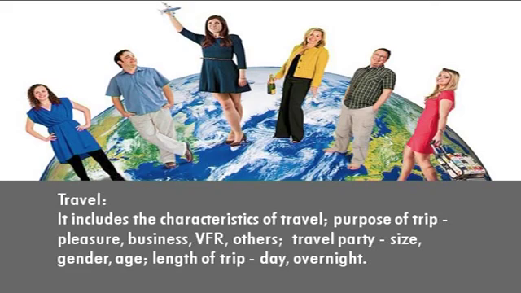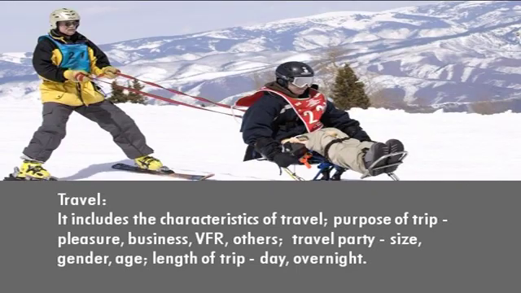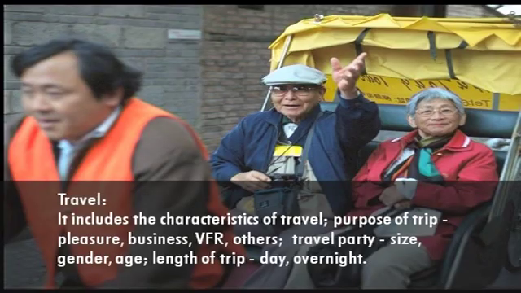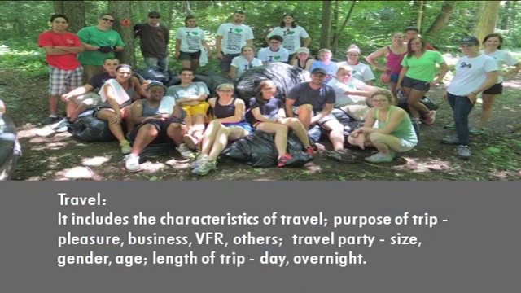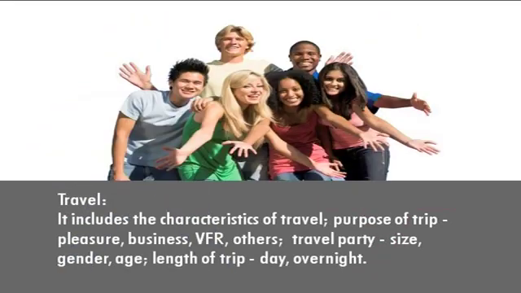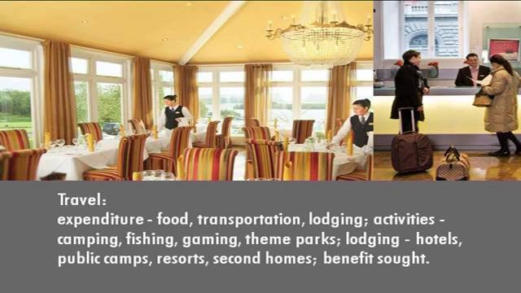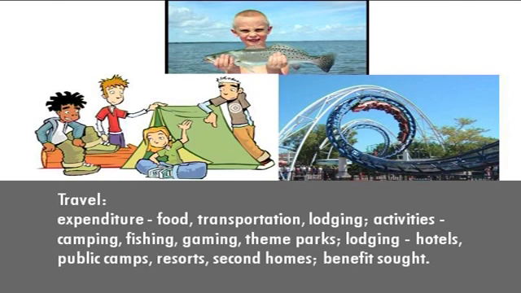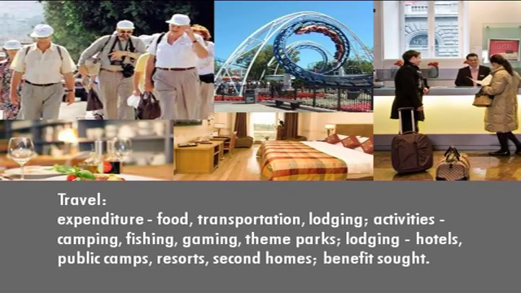Travel. Travel includes the characteristics of travel. Purpose of the trip: pleasure, business, VFR, others. Travel party: the size, gender and age. The length of the trip: day or overnight. The expenditure on food, transportation, lodging, activities, camping, fishing, gaming, theme parks, lodging, hotels, public camps, resorts, second homes, and finally, the benefit sought.